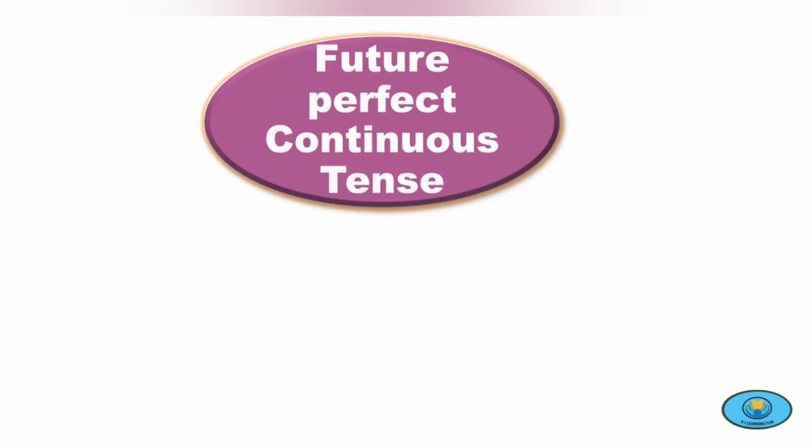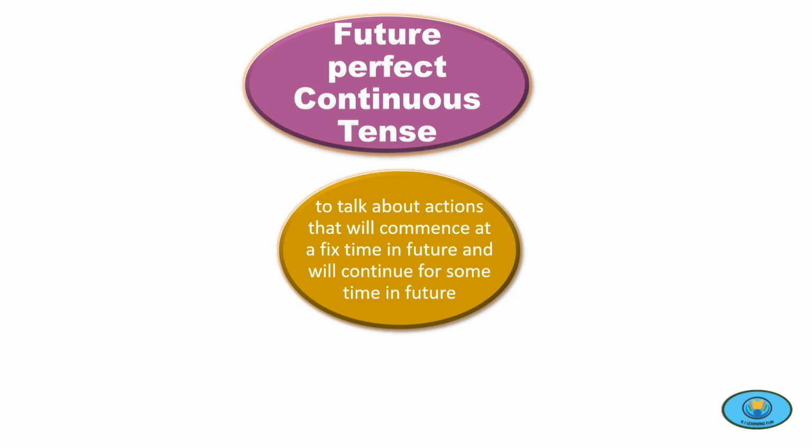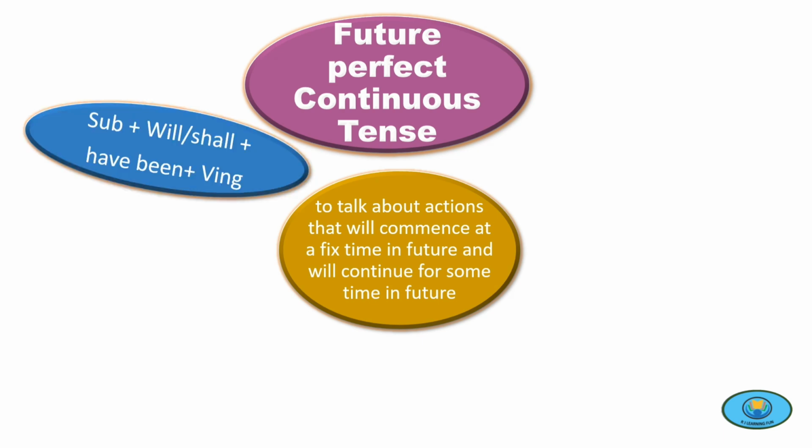Now the fourth future tense is future perfect continuous tense. It is used to talk about the action that will commence at a fixed time in future and will continue for some time in future. This future perfect continuous tense emphasizes the duration of an activity that will be in progress before another time or event in the future. The rule is, after the subject, will or shall plus have been plus the ing form of the verb.